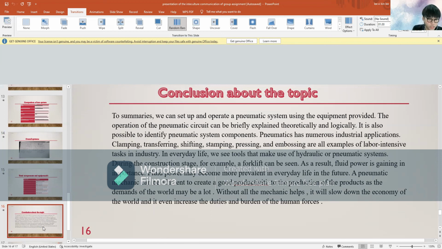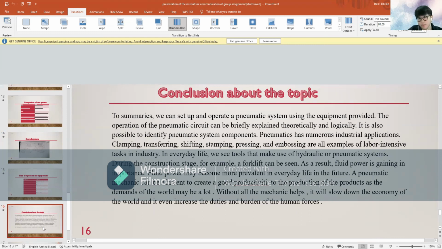During the construction stage, for example, a forklift can be seen. As a result, fluid power is gaining in importance. Fluid power may become more prevalent in everyday life in the future. A pneumatic mechanism can be efficient in bringing good productivity to the production of products, as the demand of the world may be a lot.